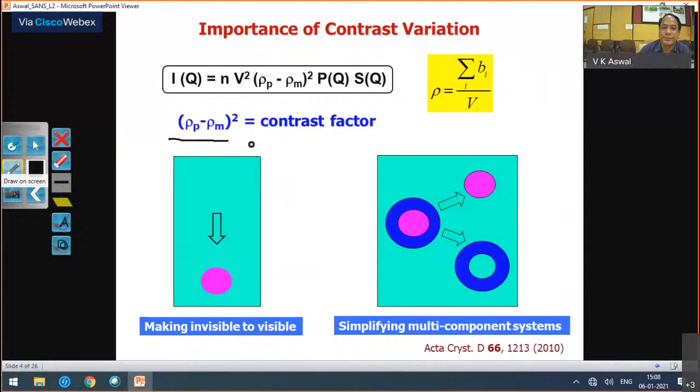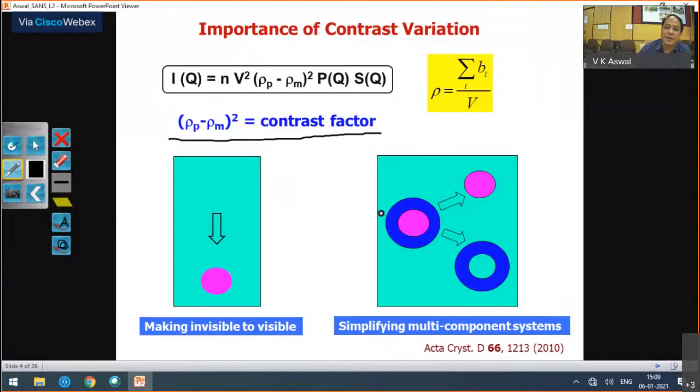And how do you change this? To change this means you can make something invisible. So you have a particle which is invisible in the system, but by varying this term, you can make it visible. And also vice versa. So sometimes if you don't want to see a particular component, that also you can make invisible like this, going the other way.